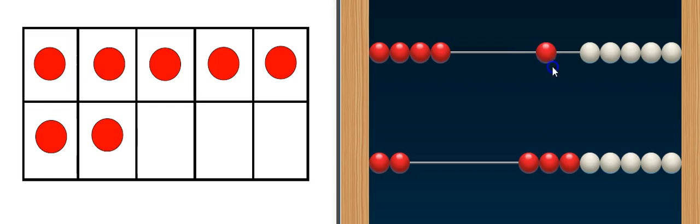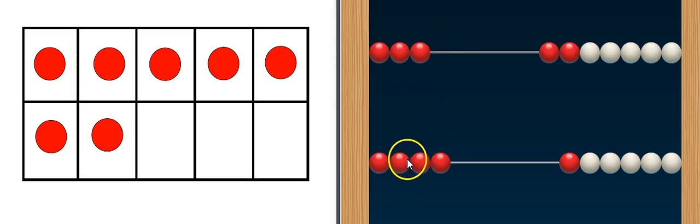I can move 1 bead over here and then move 1 bead to the left. So I still have 7, but I don't have the same number on top as I do on bottom. So we'll do that process again. Move 1 bead over and move 1 bead over to the left. I still don't have the same number of beads on the top as I do on the bottom. I can rearrange these beads in many different ways, but I will never have the same number of beads on the top row as I do on the bottom.